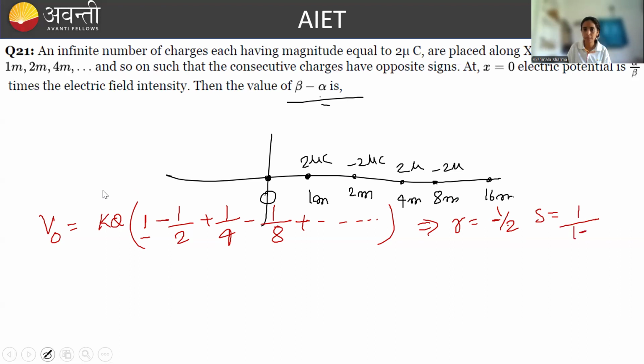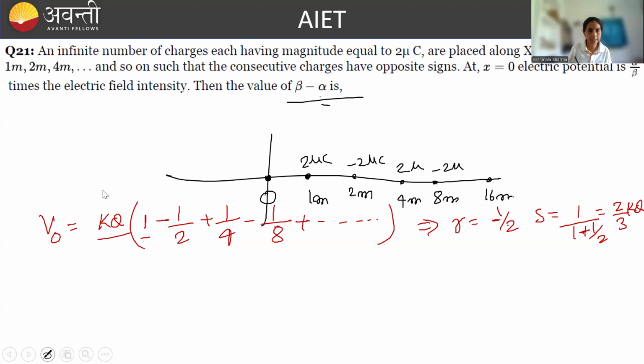So r ka value is -1/2, so it will become plus. This is how much? 2/3. And then there is this constant kq, so write kq here. That means the potential that came is 2kq/3.